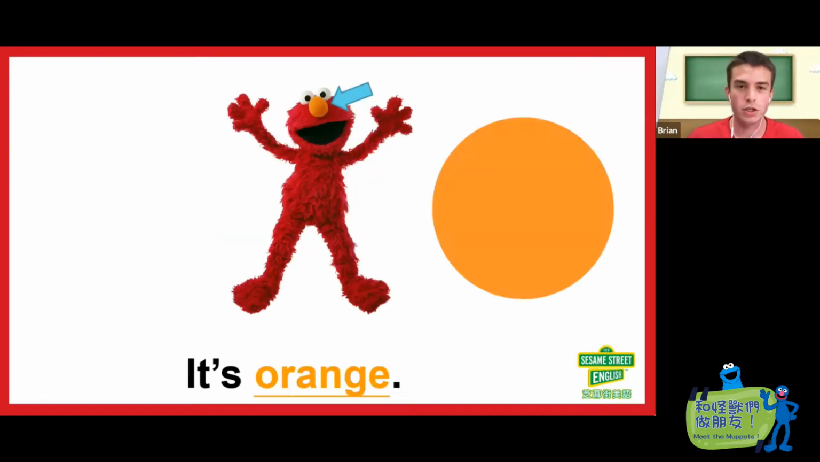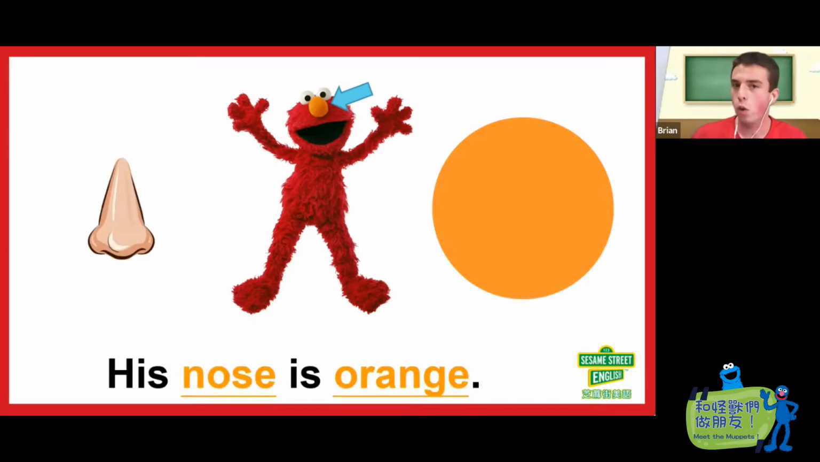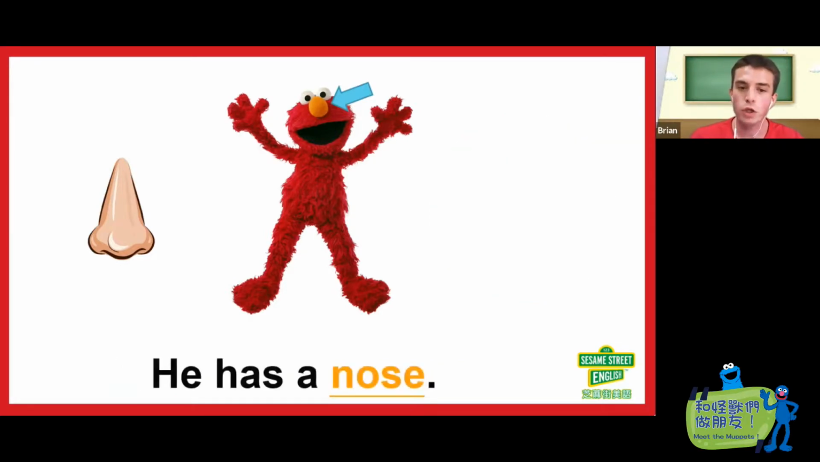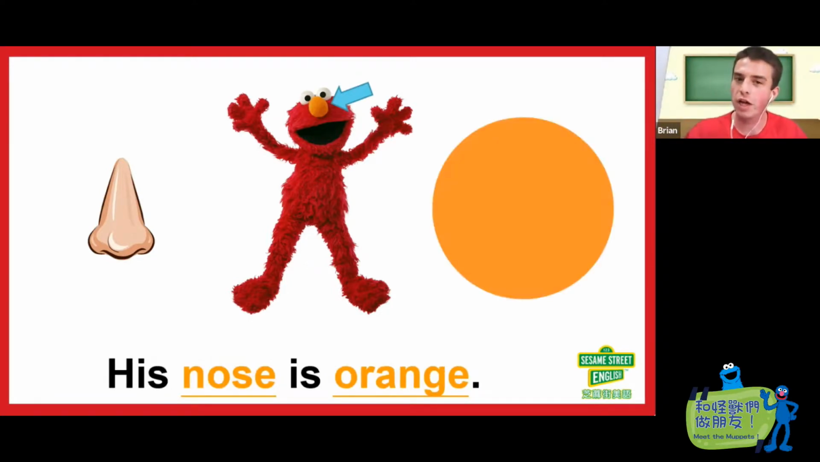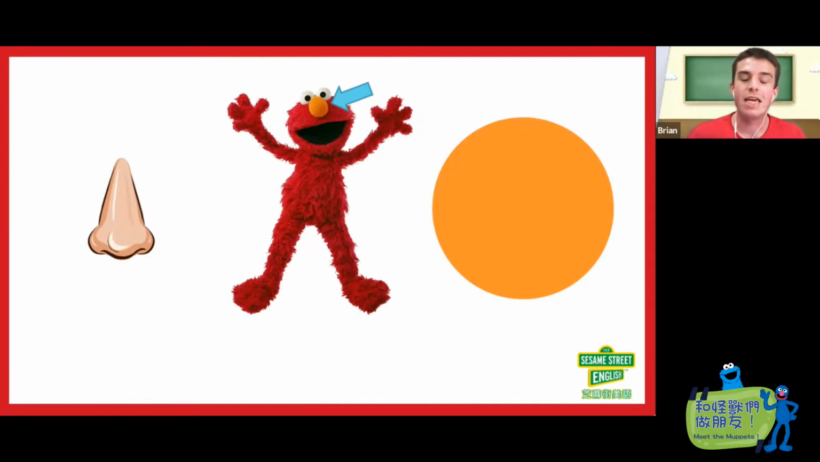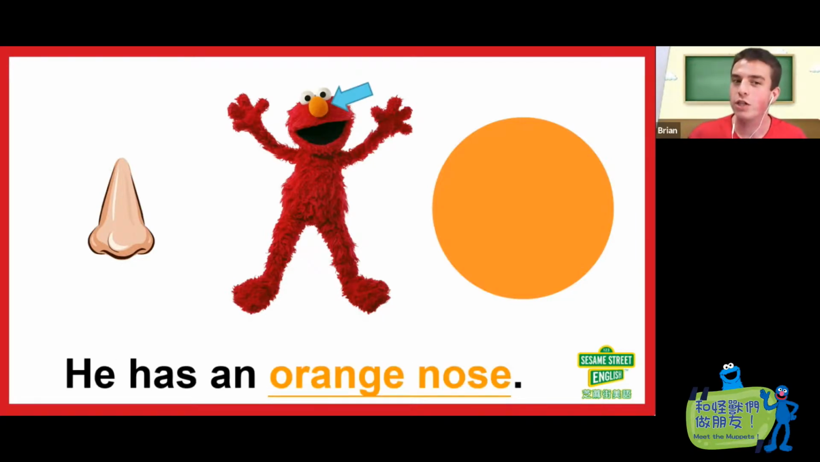It's orange, right? His nose is orange. So before we said he has a nose, his nose is orange. We can take these sentences and put them together and say, he has an orange nose. Can you say after me, please? He has an orange nose.